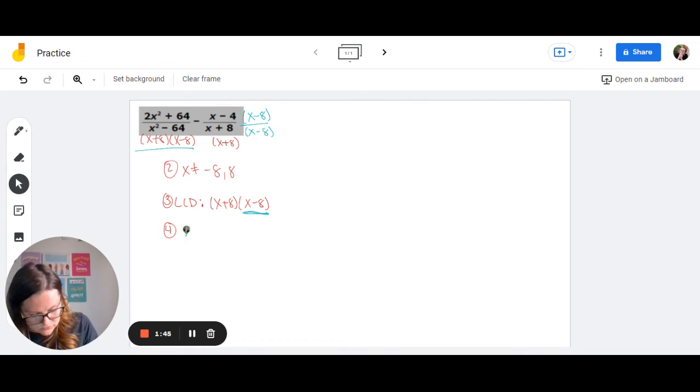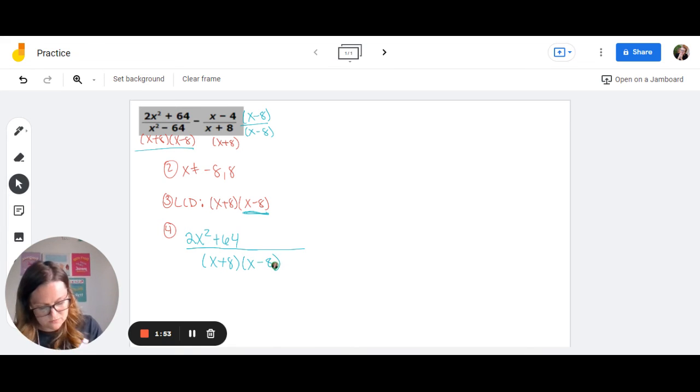The first fraction will stay exactly the same. And I'm going to put it all over my x plus 8 times x minus 8 because they'll both have the same denominator. And then minus, be very careful here. I am subtracting the whole entire thing after. So that is x minus 4 times x minus 8. So when you're subtracting, just be super, super careful that it's subtracting everything after.